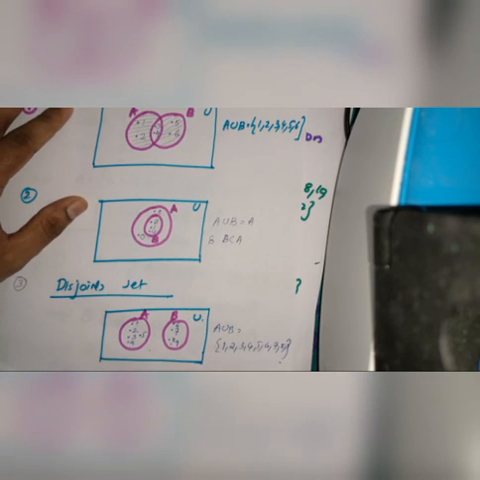Clear? So this is all about the union operation on sets. Next class we will discuss the properties of the union operation.